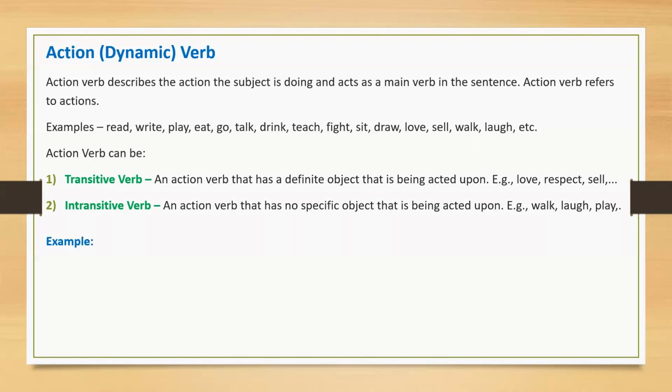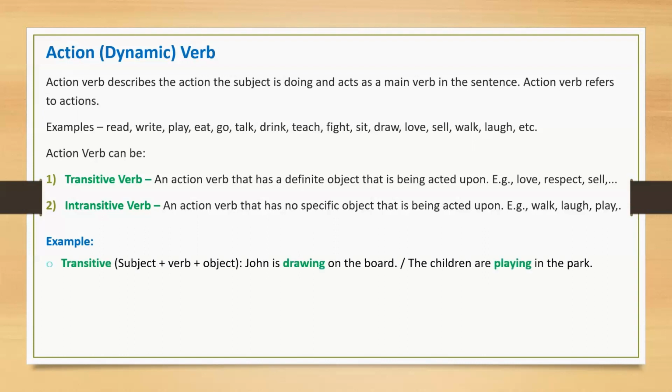Let's consider sentences with action verbs. Syntax to form a sentence using a transitive verb: subject followed by verb and object. Object is mandatory. Look at sentences with a transitive verb. John is drawing on the board. Drawing is a main verb, ing form, acted upon the object board. Another sentence: the children are playing in the park.